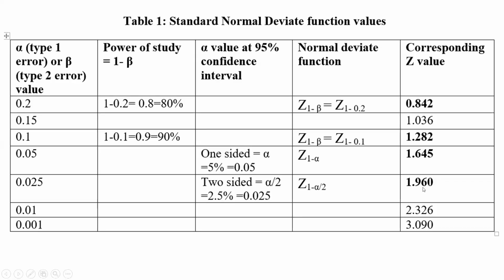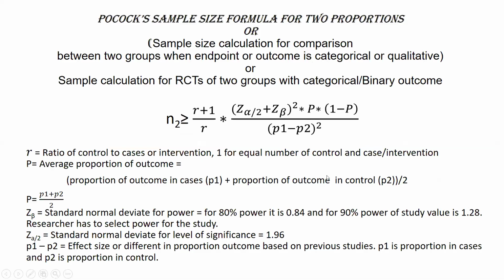So two-sided we use for RCTs, quasi-experimental, case control studies, even equivalence studies. And one-sided, yesterday I told you, we use for superiority and non-inferiority trials. So tomorrow we will use this 1.645 value, but today we will use 1.96, and yesterday we used this 1.96. Okay, Z value.